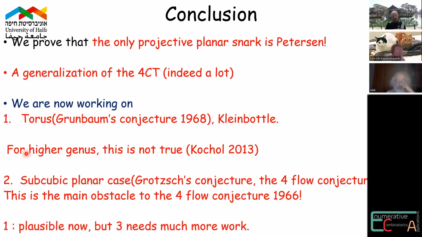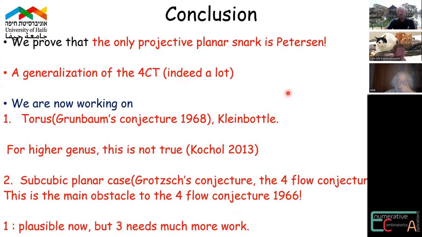But at least we want to finish torus and Klein bottle. And it's probably much more than the projective plane and much, much more than the four color theorem, but still, computation power can probably bring us to this level. Again, the subcubic planar case, that's what's called Grötzsch's conjecture from the 1960s, and it's really the main obstacle to the Tutte four-flow conjecture. So I think, but still, we still have hope that our computation power can help us to do something. But we see, sorry, this has to be true. This needs a lot more work.